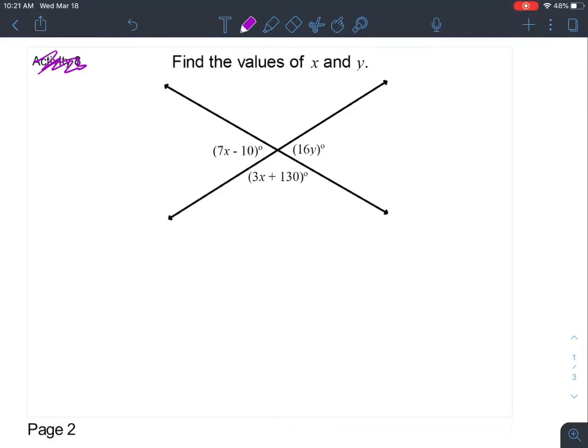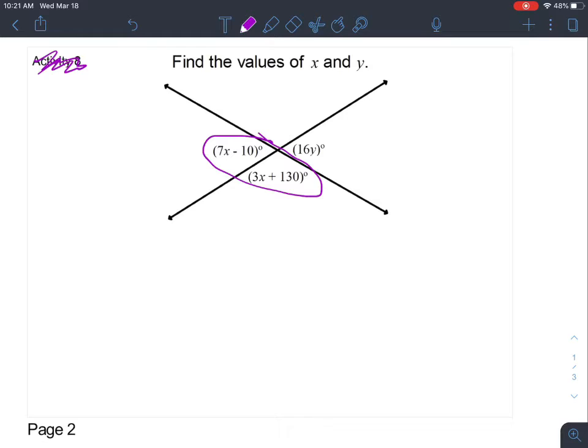I'm going to actually demonstrate to you how to do this. So we need to find the values of x and y. And what's making this question a little tricky for us is that since we have two variables, we have to be careful with which angles we're going to use to solve this. We don't have enough information to solve for y right now. If I try to do anything with the 7x minus 10 and the 16y, well, I'm going to be stuck, because I can't solve for just x or just y without having the other variable in it as well.